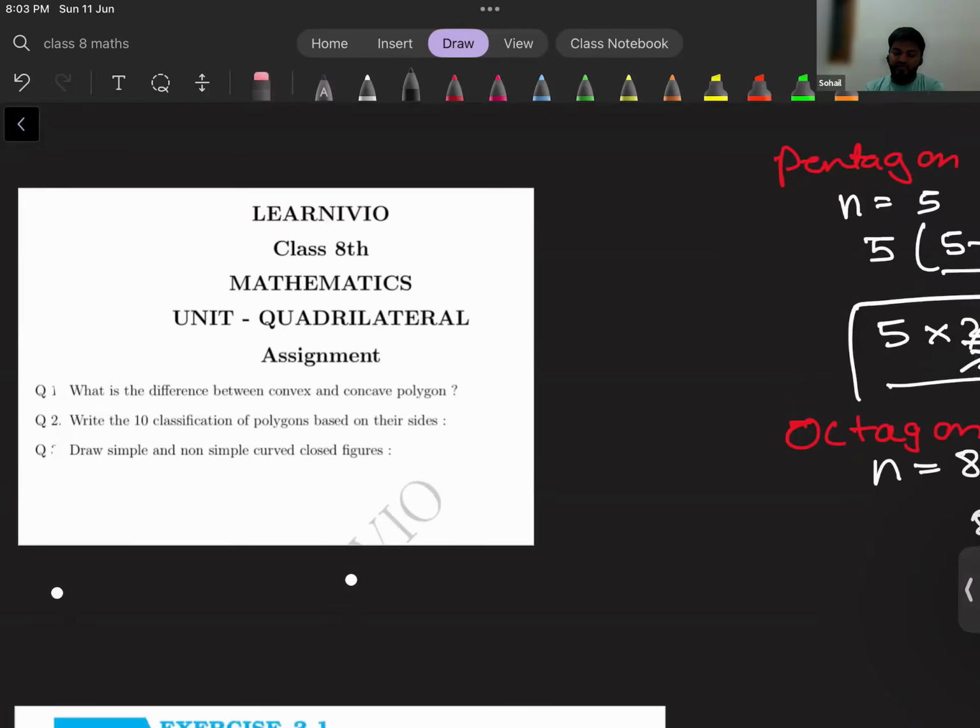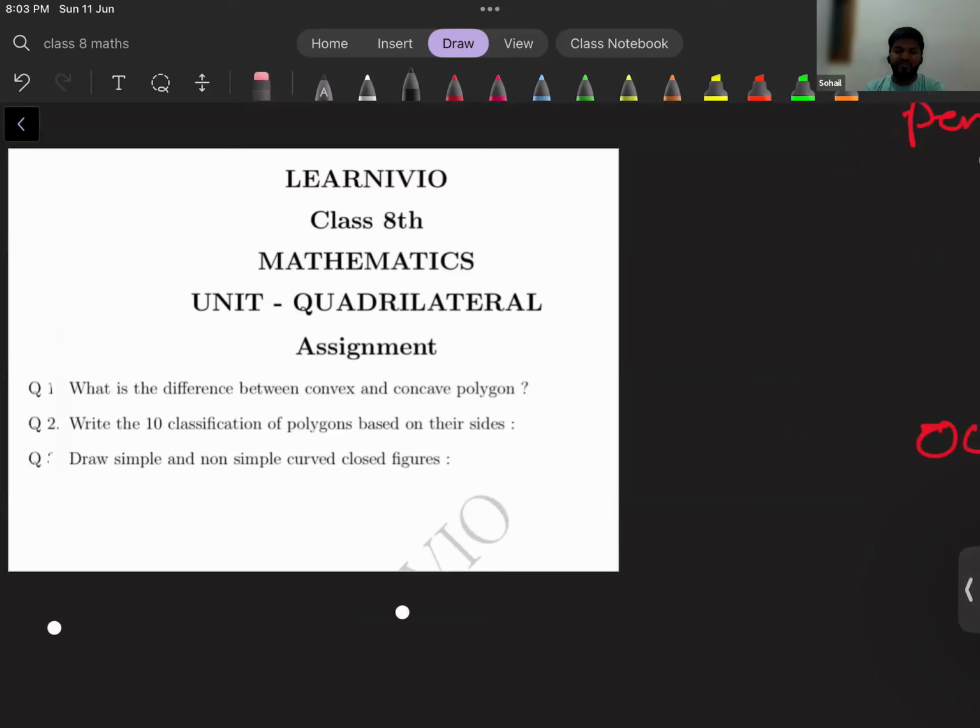Okay, so the assignment given to you guys consisted of simple questions like what is the difference between convex and concave polygon? The convex polygon has each angle lesser than 180°. And the concave polygon has an angle larger than 180°. Exactly, greater than 180°.